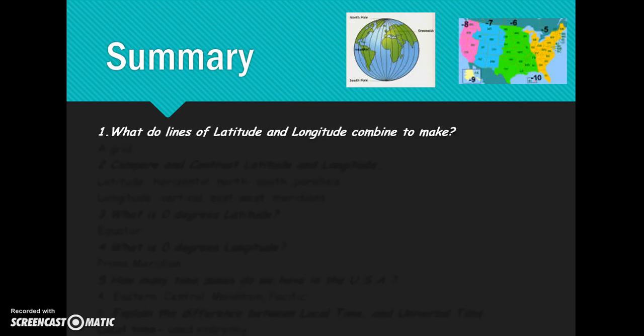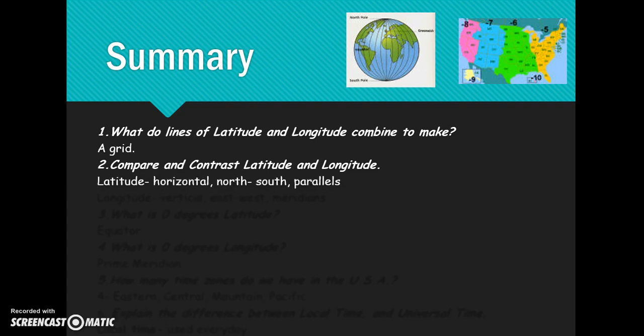Let's summarize. Number 1, what do lines of latitude and longitude combine to make? If you wrote down a grid, you are correct. Number 2, compare and contrast latitude and longitude. So here you need to quickly jot down what lines of latitude are, which direction they run, and same with longitude.